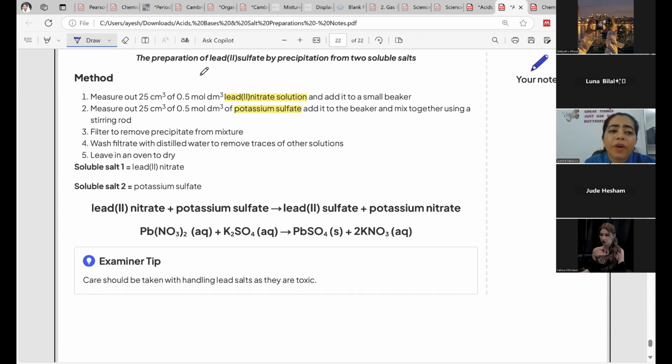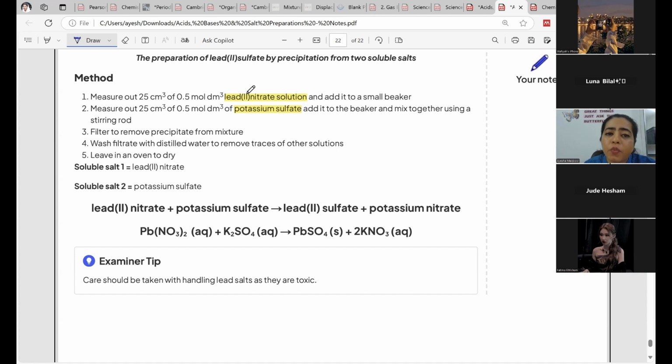So we are going to write in the method how much volume and concentration you are taking. Volume 25 centimeter cube and concentration is 0.5 mole per dm cube. In the exam, maybe they will provide you the concentration or you can write any concentration, but both should have the same volume, same concentration to react together.